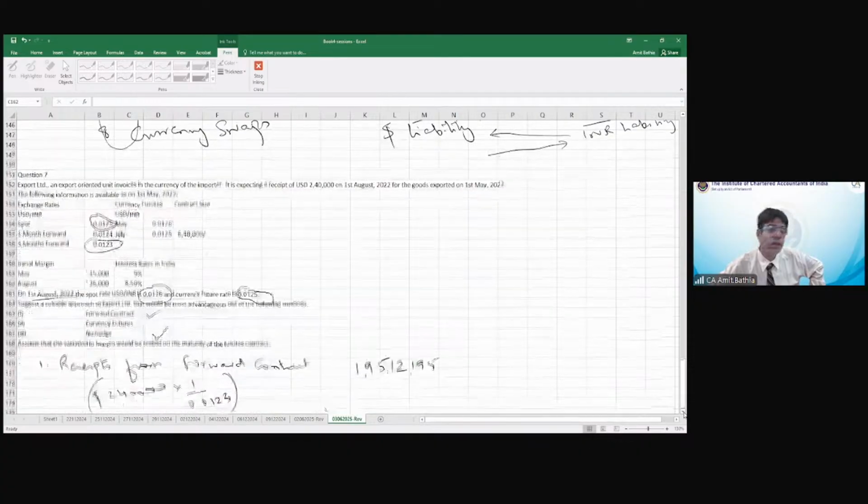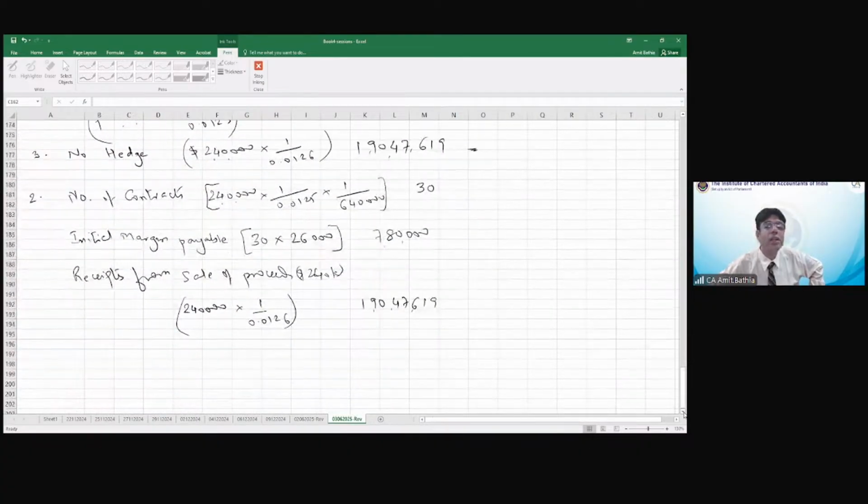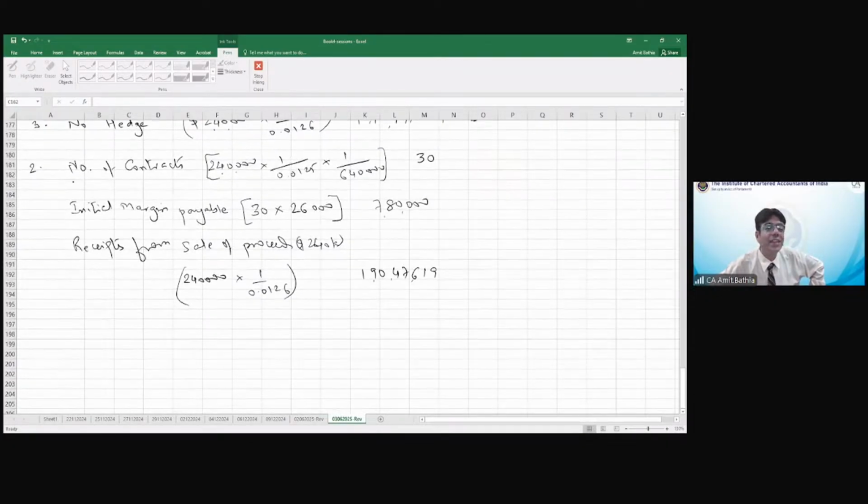So I don't have any variation because there are three things which will come in case of currency futures. One is receipts, the other is variation in the value, and the third one being interest, because I have paid this initial margin. So I have already shelled out this money upfront. So for those 3 months, I will have to pay interest, right? 7,80,000 I had to pay upfront. So here I will have interest to be paid.